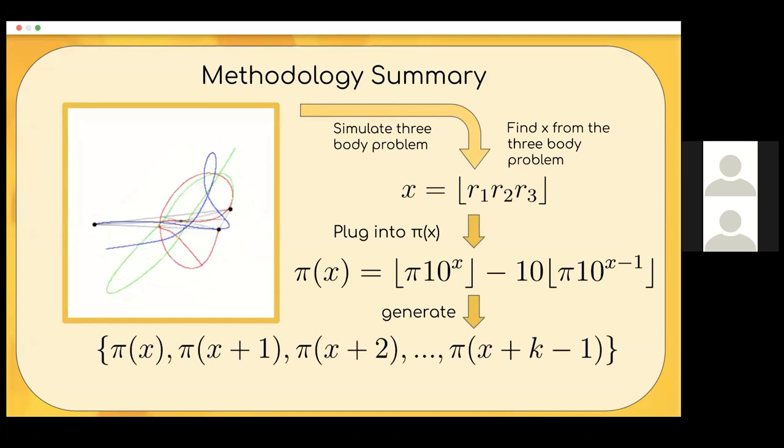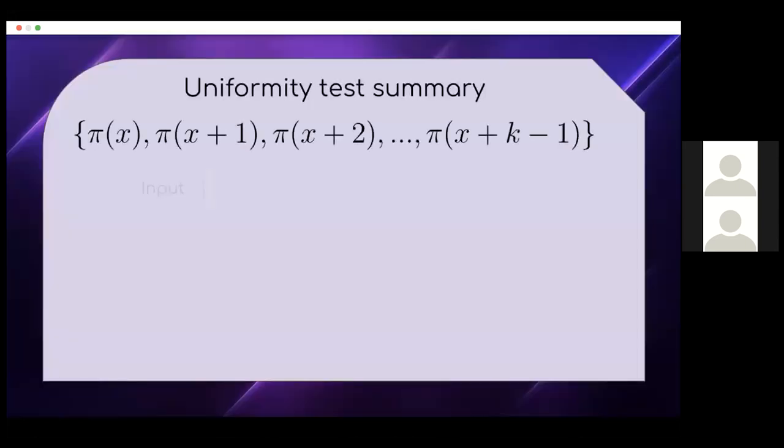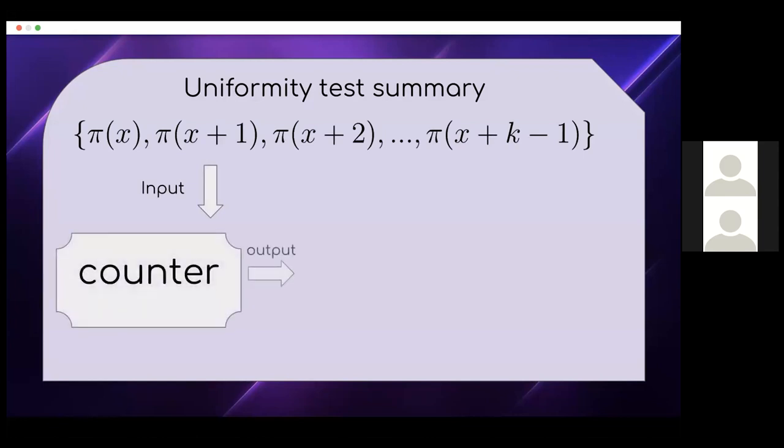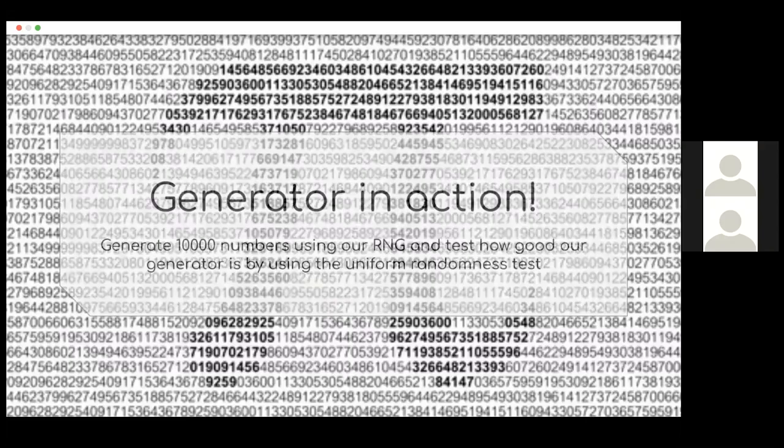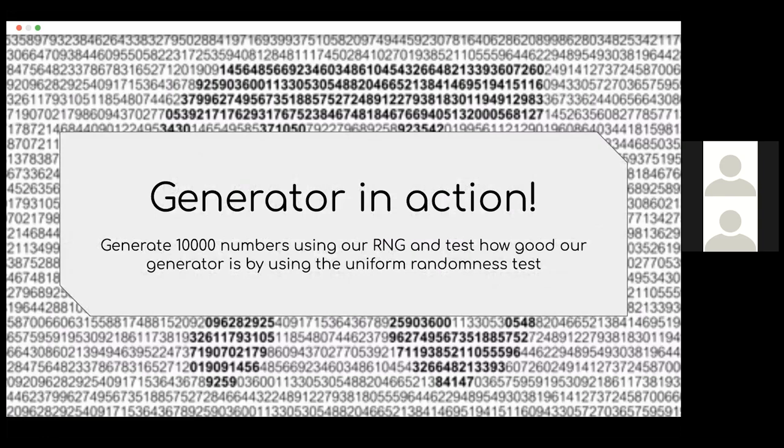And how do we test how good our generation is? We're going to use the testing method. So here is our generated result. We're going to input it into a function we created on the computer called counter, which counts the number of times each pair of numbers or number appears in the generation. We output a list, and then we input this list into our n value calculator, which is the n value we mentioned before in our equation, but this one is a coding version of the n value. So now we're going to generate 10,000 numbers using our RNG, and we'll test how good it is. So let's see.